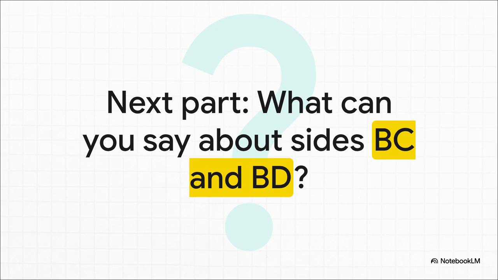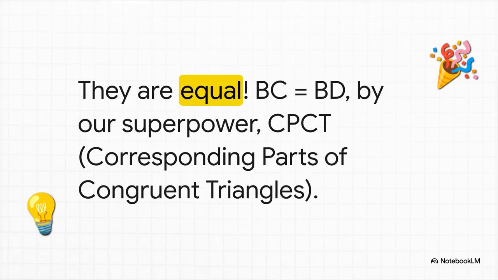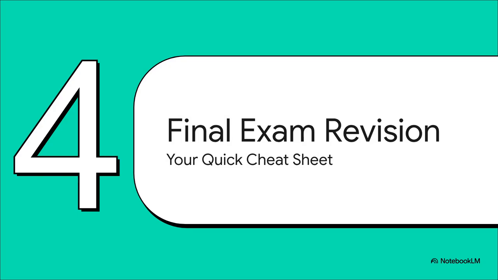Now that we know for sure that the triangles are congruent, what can we say about the other 2 sides, BC and BD? Of course, they have to be equal. And why do we know that? Because of our amazing superpower, CPCT. Remember? Corresponding parts of congruent triangles are equal. Since the triangles are perfect copies, their matching sides, BC and BD, must also be equal. See how powerful this is? Excellent work. That was absolutely fantastic.